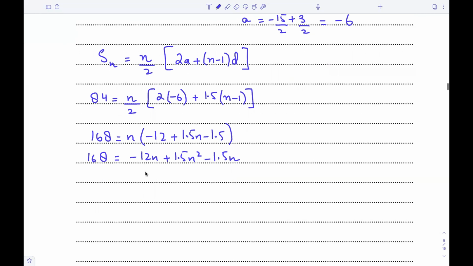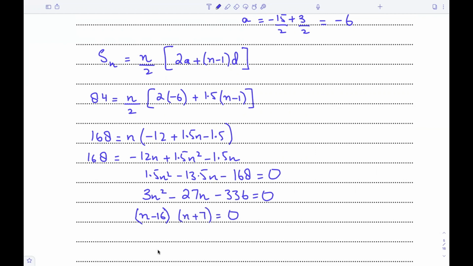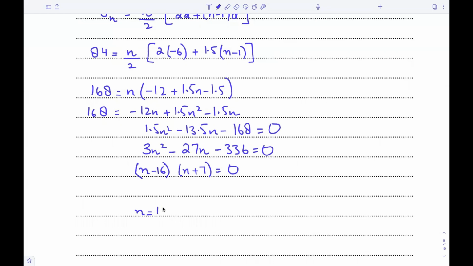Simplifying this, we get 1.5n squared minus 13.5n, and 168 will come on the left hand side, becoming minus 168 is equal to 0. So we can put this whole value in the calculator, or we can also make it simpler by multiplying the whole equation by 2 to bring it in integer or whole number form. So this will become 3n squared minus 27n minus 336 is equal to 0. Solving this equation, we'll get (n minus 16) and (n plus 7). As n has to be positive, the value of n will be 16.